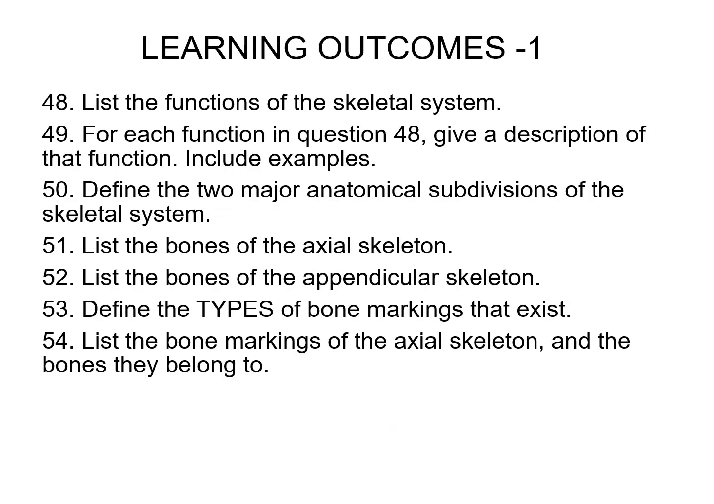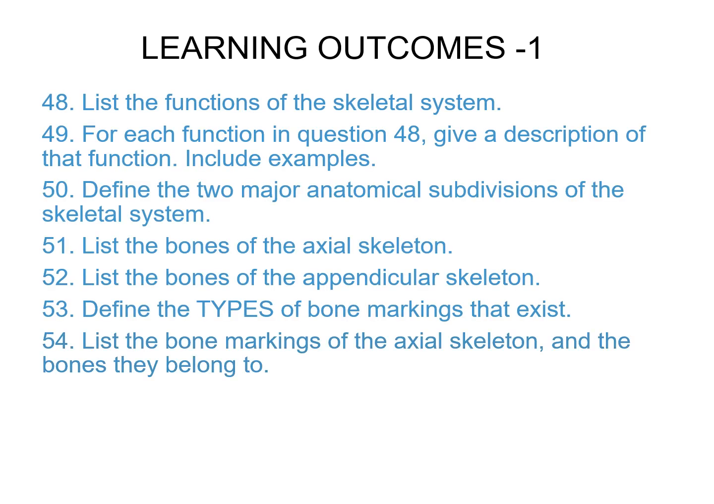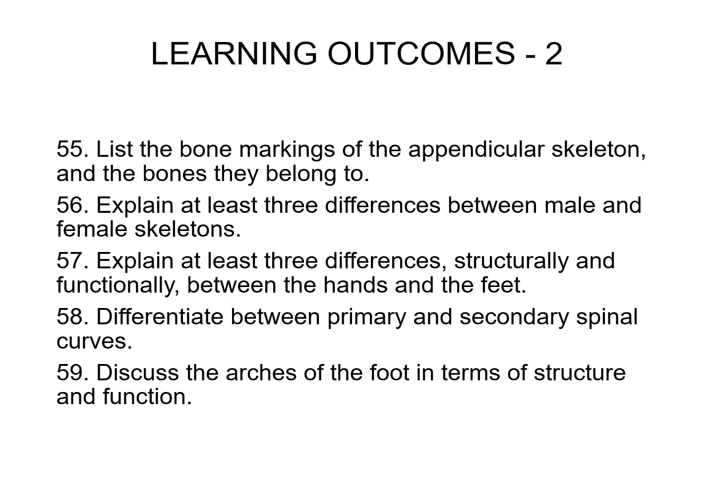Here are some of the learning outcomes that we're going to cover. We're going to talk about all the subdivisions of the skeleton and, as I mentioned, all bones in the body. We're even going to talk about specific parts of the bones, which we're going to call bone markings. And then once we cover all of the bone markings at the very end of the chapter, we're going to talk about some differences between the hands and feet. We're going to talk about differences between male and female skeletons. We're also going to talk about some cool things with the spine. So let's get going.